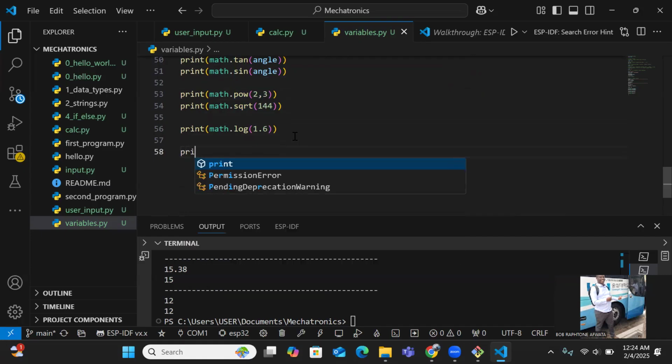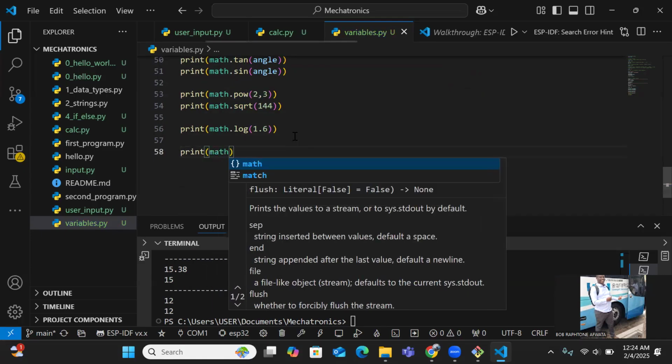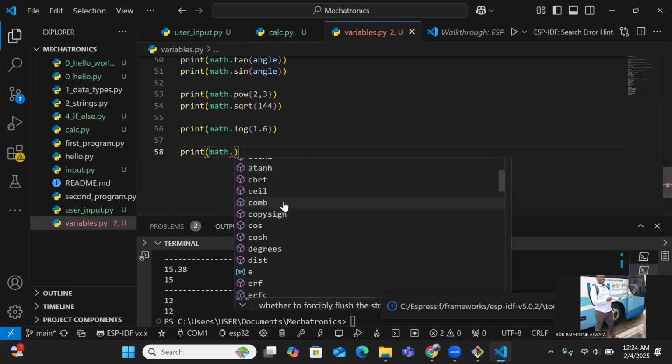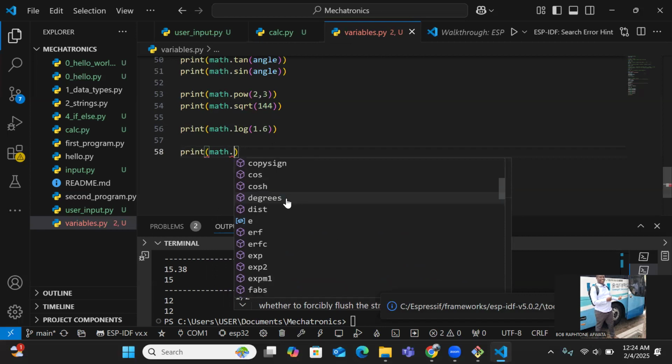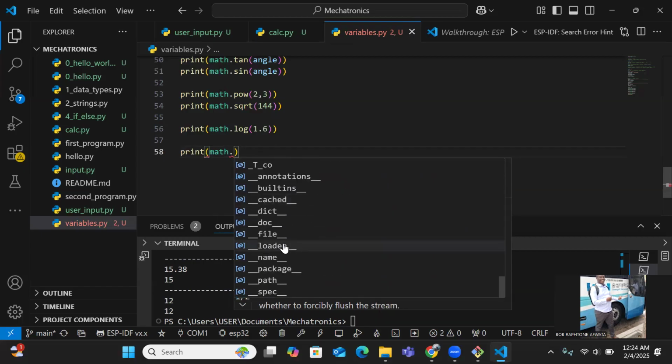You can print math dot. In fact, if you just do math dot, it will tell you all these things. Math dot degrees to change to degrees. Math dot exp exponential. GCD, square root, log10. It will give you all these things.